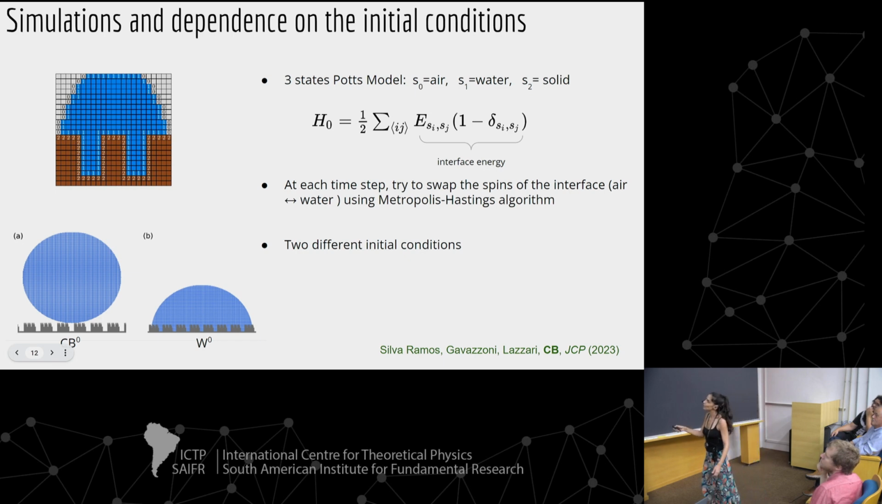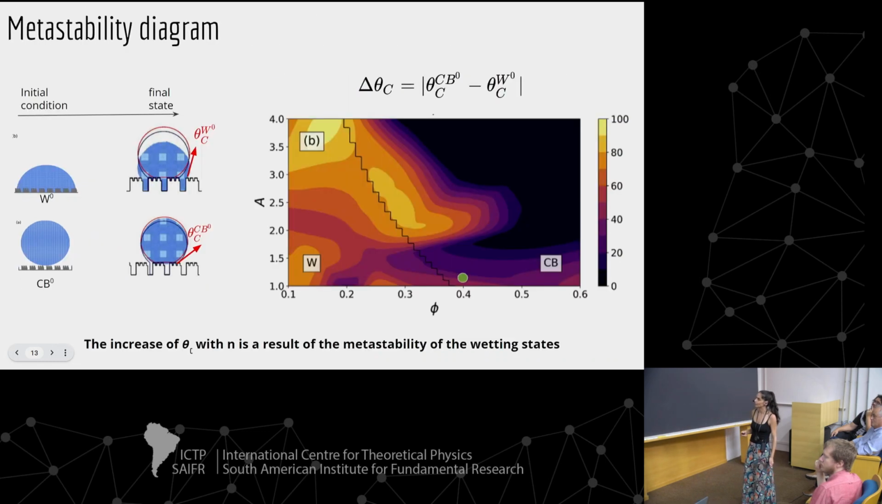To test the metastability hypothesis, we use two different initial conditions, one in which the droplet only touches the surface, which is a very hydrophobic initial condition, and one in which the droplet completely wets the surface. Not completely, but it stays in this configuration. And then what we observe is the following. Depending on the initial condition, that's an example of the final condition that we find. Don't pay attention to the black and the red lines. That's not important for this talk.